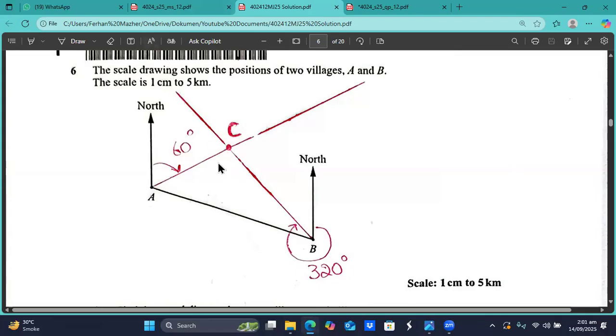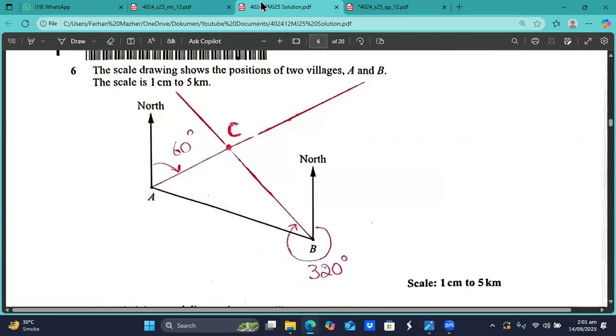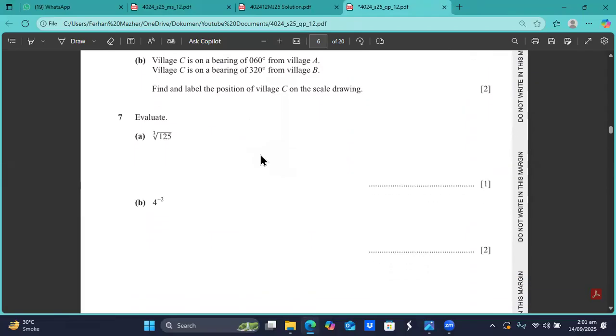So where these two lines, which represent the bearings, intersect each other, there you will have the C point. Okay, so we have marked the bearing from A, marked the bearing from B. We have drawn those lines which represent those angles. So where they intersect, that is the point C. So this is how you do this. This is C marked in the correct position. So this is how you do it. I hope you understand.